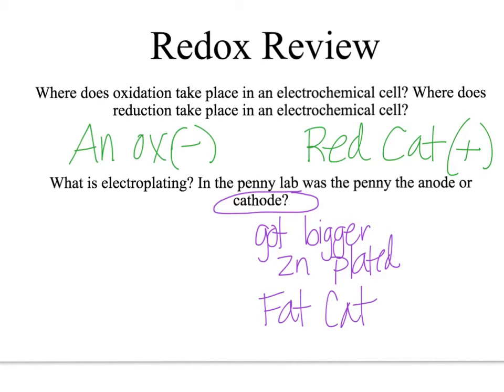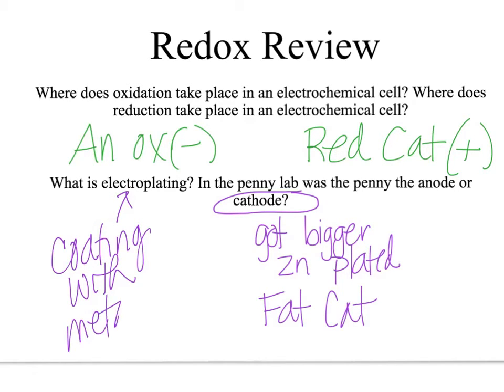Electroplating, it says what is electroplating, and that is basically coating with a metal. I forgot to write that down. It provides a protective coating and keeps the inner part of the metal from being exposed to the air. And then it said in the Penny Lab, was the Penny the anode or the cathode? And of course it was the cathode. Remember Fat Cat, it actually got bigger because we were taking the zinc atoms and plating them onto the cathode. So if we had taken the mass before, we would see that obviously the mass of the Penny got bigger because we added zinc atoms to it.